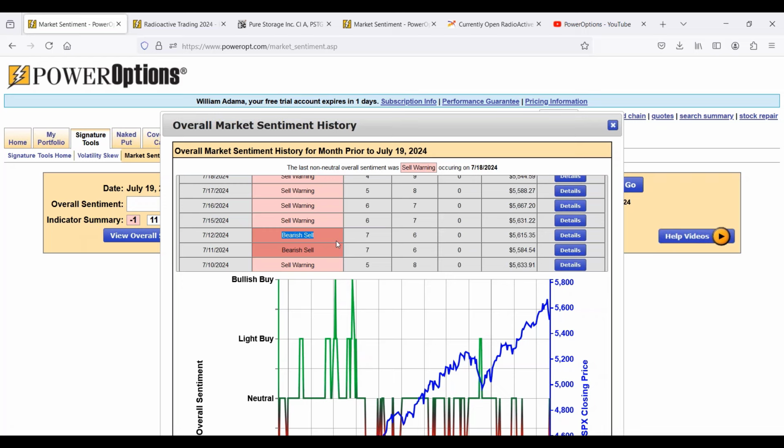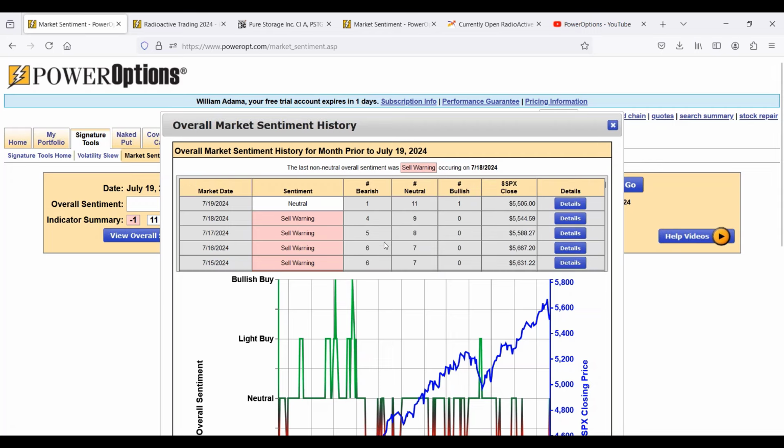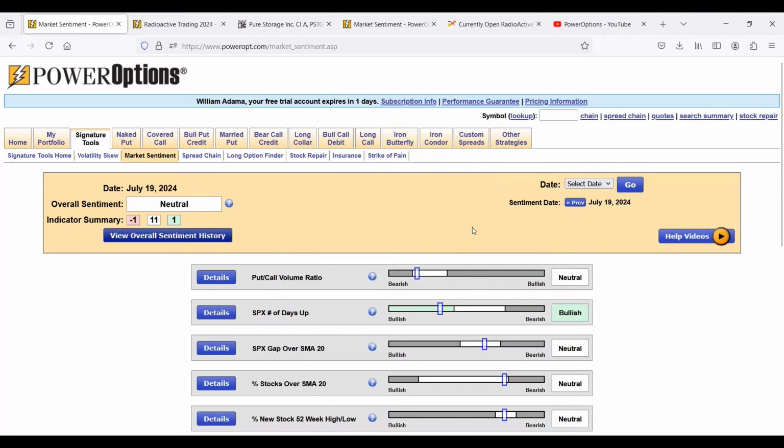But now that we're in the neutral, I have a little bit more confidence, seeing a little bit of easing on the valves here of the 13 indicators for the market sentiment tool. And so maybe it's time to consider on Monday getting into new positions.